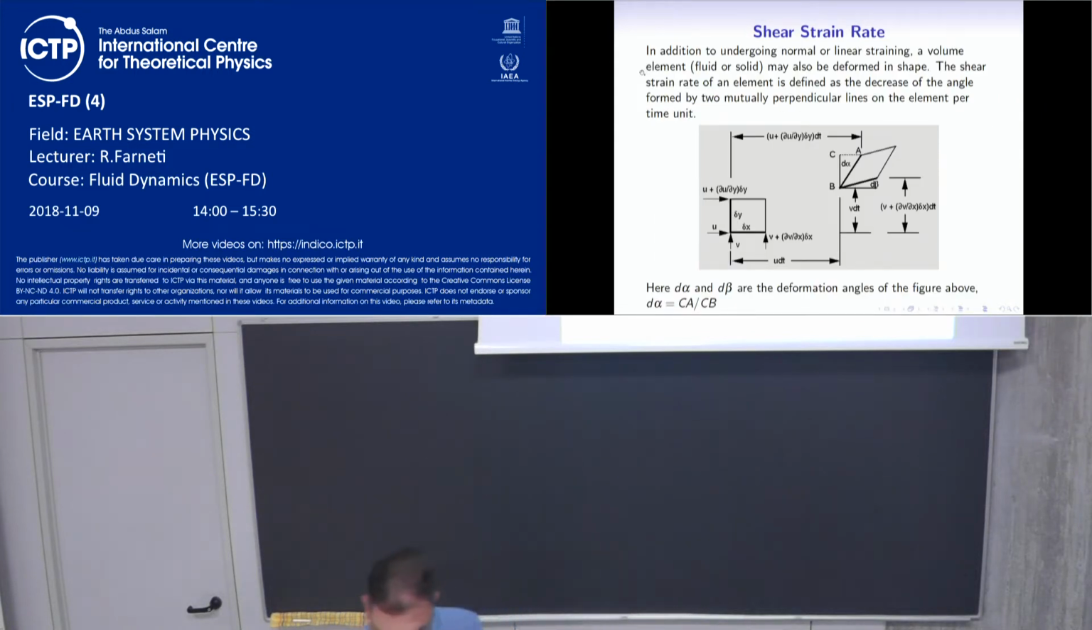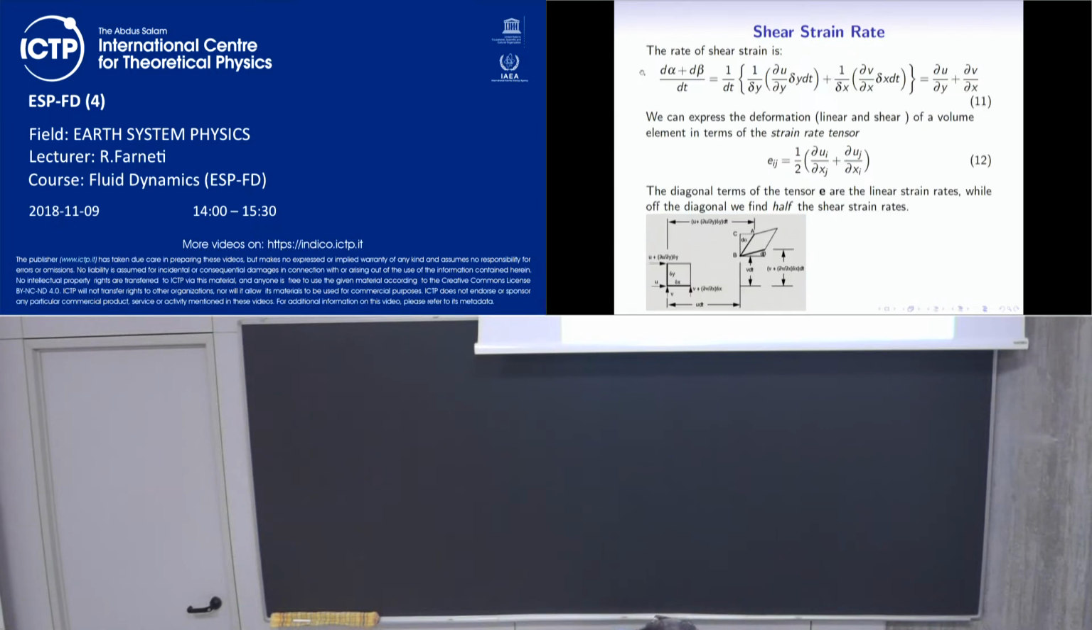You can also deform the element by shear. So you have that element of fluid, which is now subject to a shear strain, and you can define the shear strain rates by looking at, again, a simple example. You end up with the strain rate tensor E, where the diagonal terms give you the linear strain rates, whereas the off-diagonal terms give you half the shear strain rates. So with one tensor you can define the linear and the shear strain rates.